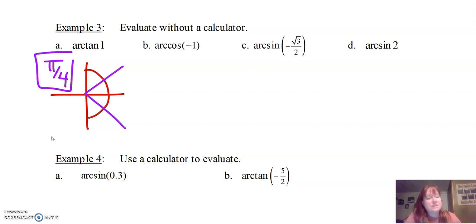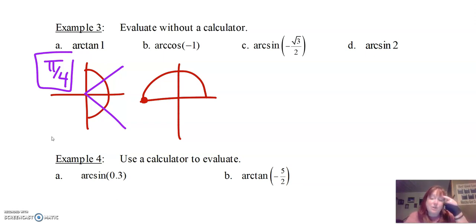Arc cosine of -1. So remember, for arc cosine, let's do the same color, arc cosine only uses this part of the circle. And so we're asking, where is the cosine equal to -1? Well, cosine is the x value. So it's equal to 1 right here, or to -1 right there. And that's the only place, and that's at pi. So what angle on the part of the unit circle that we use has a cosine of -1? Well, the angle pi, okay?